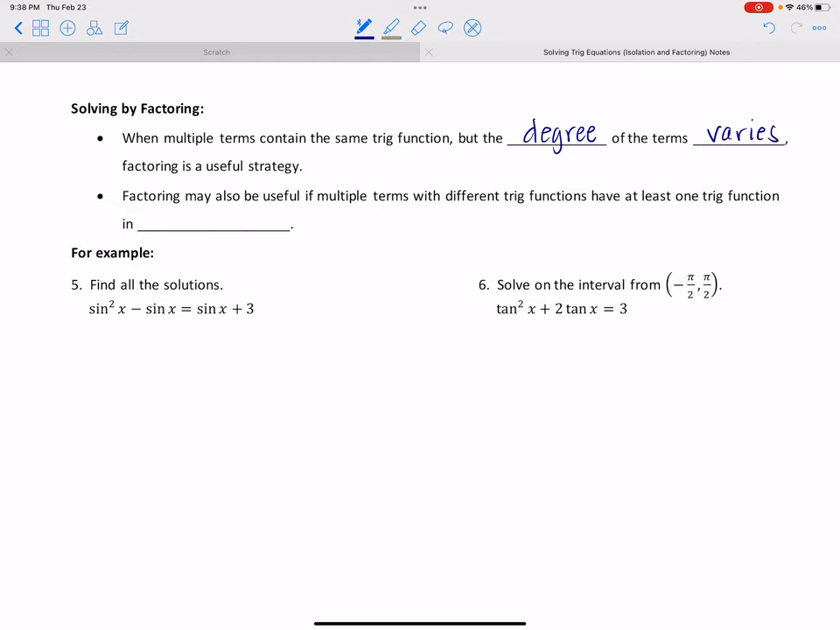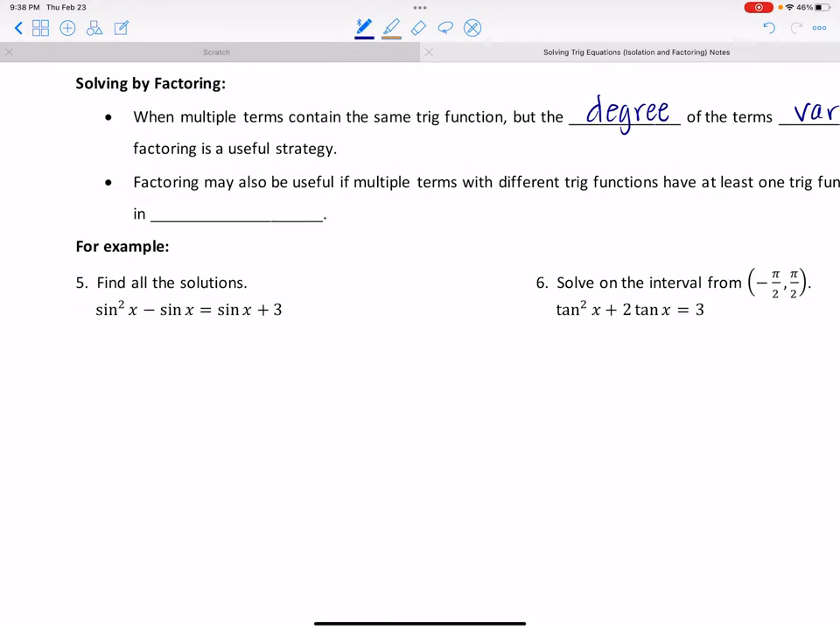So what I'm trying to describe there is what we see happening in number 5. So I have only one trig function technically. All these terms have the sine, but this one has a degree of 2 and this one has a degree of 1. So I can't just combine those, they're not like terms.